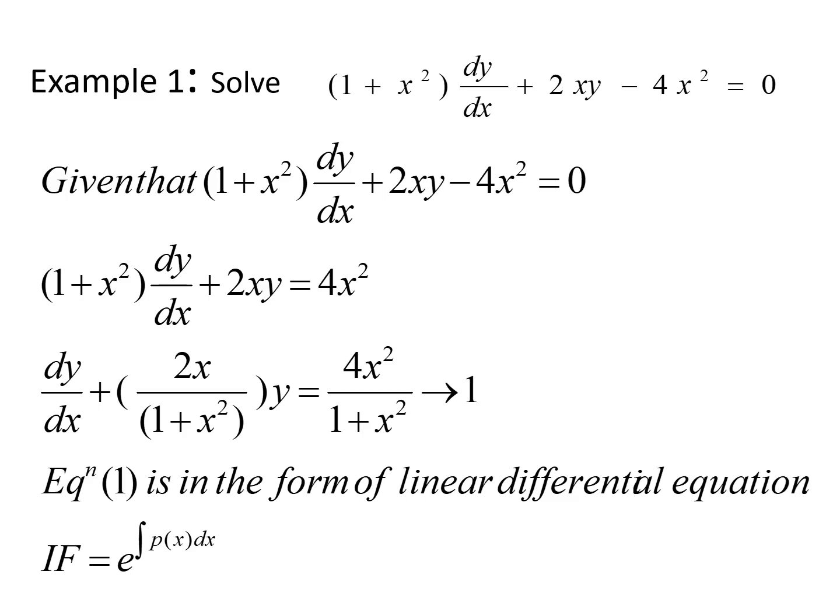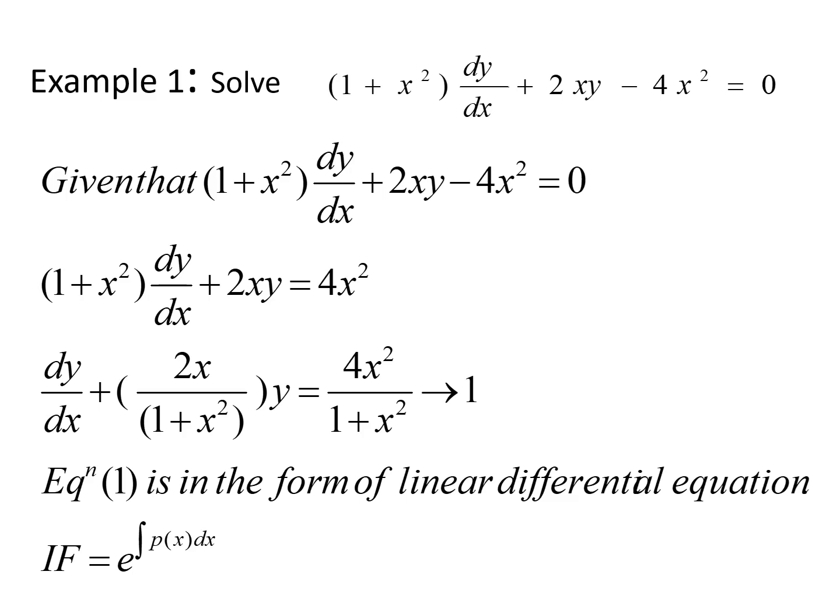Let us solve the given differential equation: (1 + x²) dy/dx + 2xy − 4x² = 0. First, write down the given equation as it is. That is, given that (1 + x²) dy/dx + 2xy − 4x² = 0. As we discussed in the previous slide, the first step is to convert the given equation into standard form.